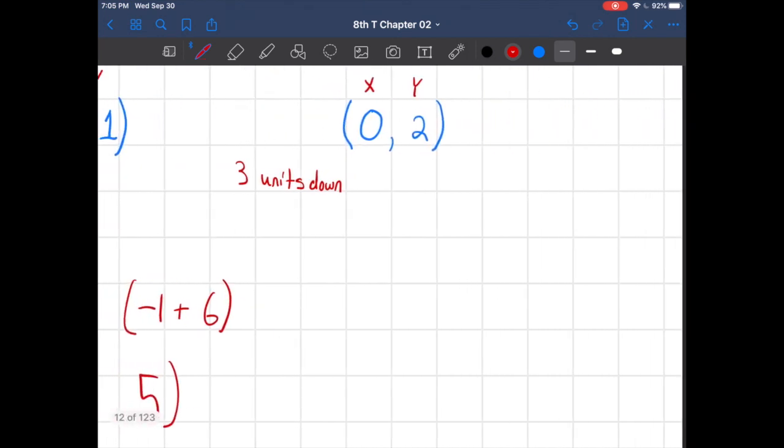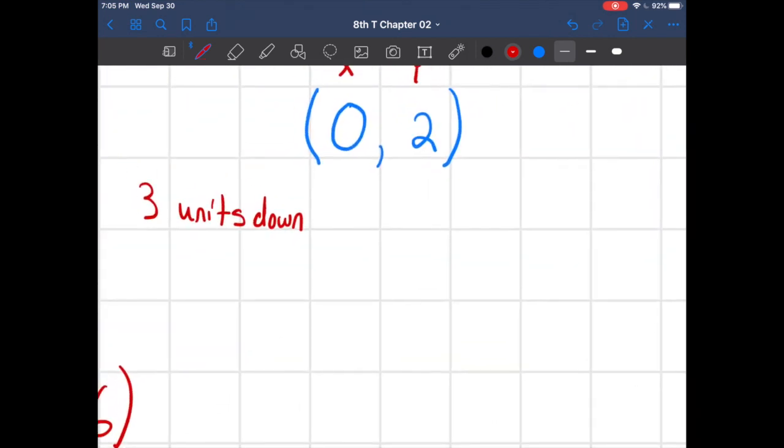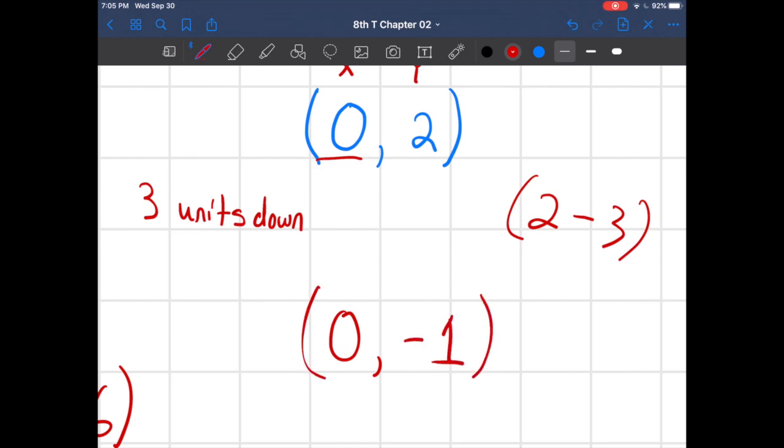All right, let's try another one. Here we go. So this one says 3 units down, so that means we don't have to do anything to this 0. It just stays 0. And we just need to do, so it's down, so it's 2. We're doing subtraction, so when we do down, it's subtraction. So 2 minus 3 will get us -1. And this is your new coordinate.